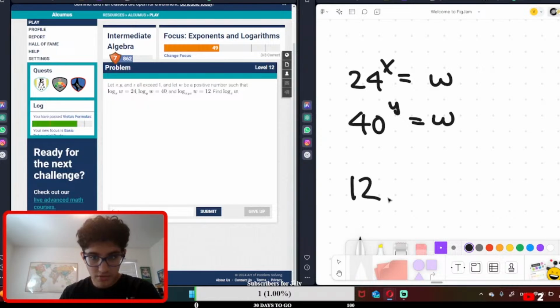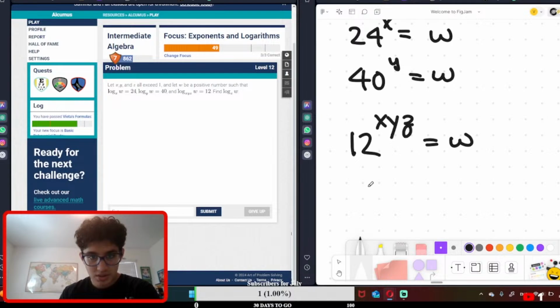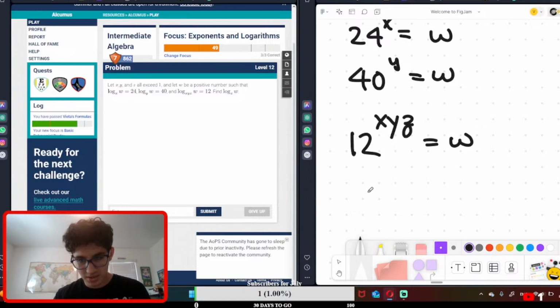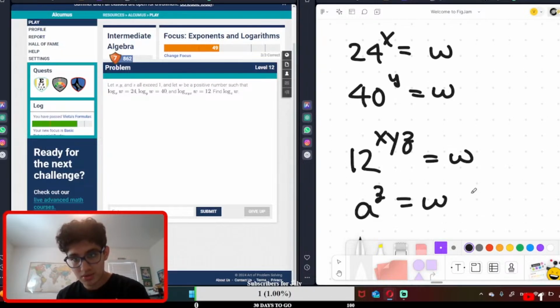And then we've got 12 to the x, y, z is equal to w. We need to find the value for which any random value, let's say a, to the z is equal to w. How can we do this? Well, if we multiply, I think we'll just divide this thing over here by those two. But how will we do that, right?